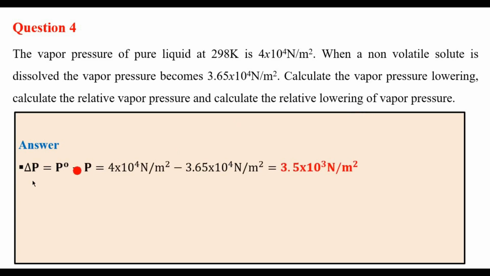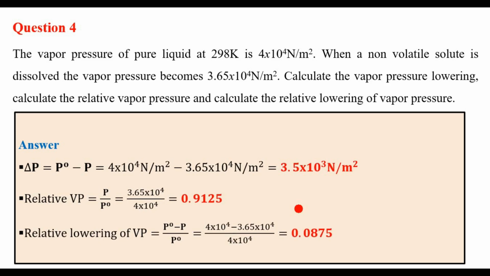In this case, the vapor pressure lowering, this is the difference in the vapor pressure. We have this value as the vapor pressure lowering. Then we have the relative vapor pressure. In this case, we take the vapor pressure of the solution dividing with the vapor pressure of the pure solvent. Then we get this one. Then we have also to calculate the relative lowering of vapor pressure. Relative lowering of vapor pressure, we take the difference in the vapor pressures dividing with the vapor pressure of the pure solvent. Then you will get this value.